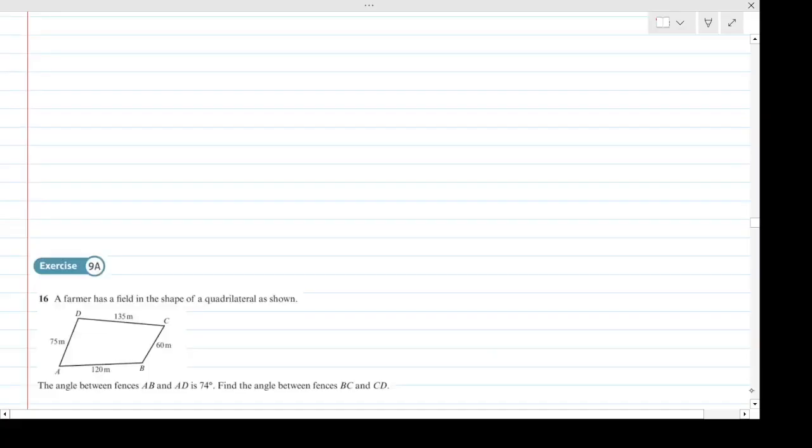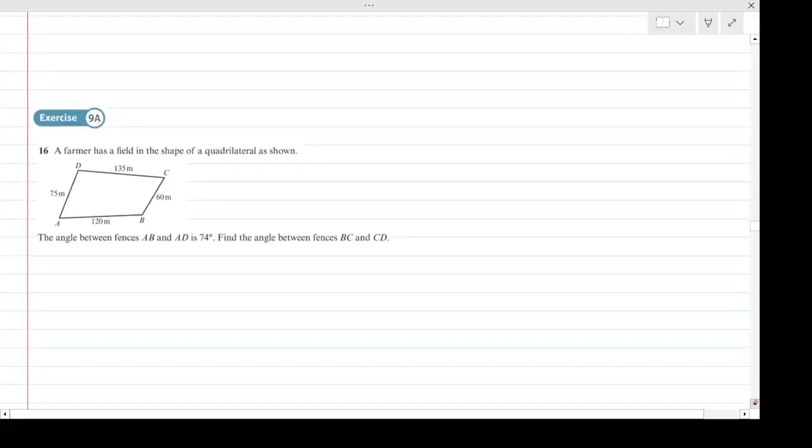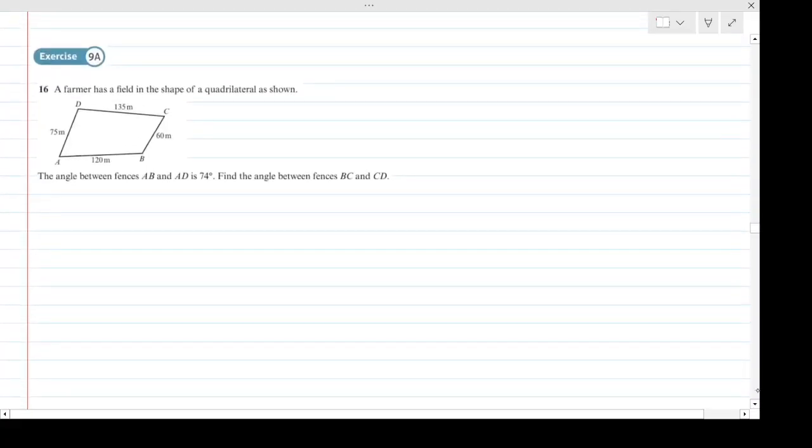Let's have a look. Okay, we've got some further exercises. Here we are told a farmer has a field in the shape of a quadrilateral shown below. The angle between fences AB and AD is 74. We were given the diagram, so we can annotate it. AB is here, and AD is that side. So the angle between them is 74. That's what we're told.